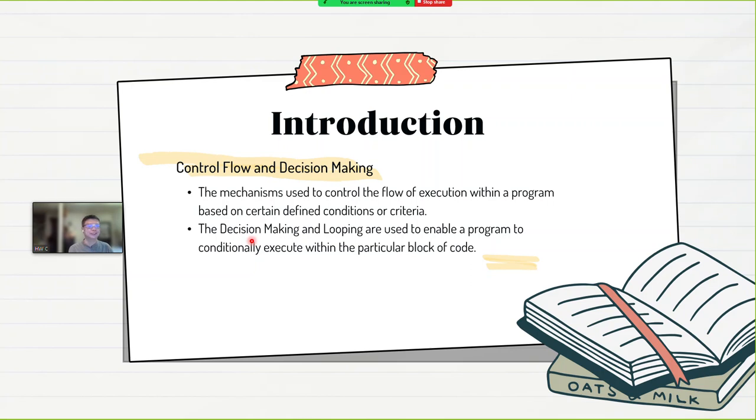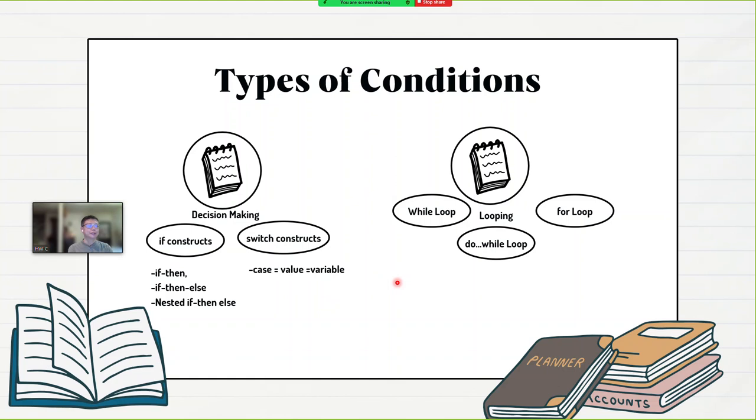Control flow and decision making is basically a mechanism used to control the flow of execution within the program based on certain defined conditions and criteria. Decision making and looping are used to enable the program to conditionally execute particular blocks of code. So these are some types of code that are available.